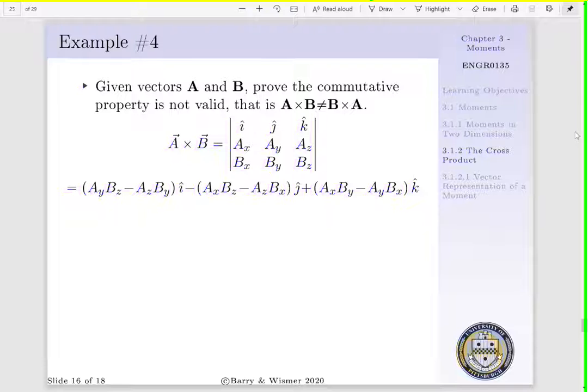We'd be left with (AY BZ minus AZ BY) I hat, minus (AX BZ minus AZ BX) J hat, plus (AX BY minus AY BX) K hat.